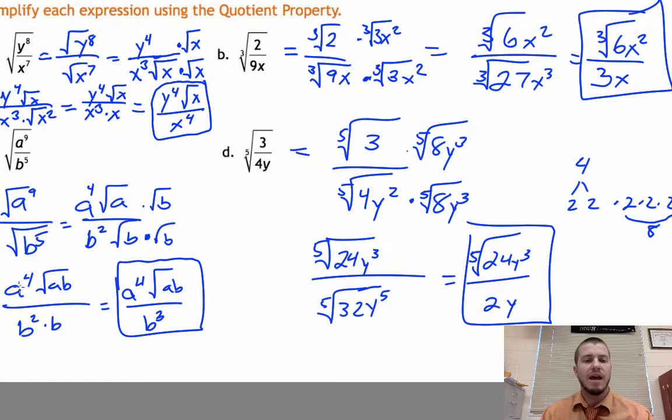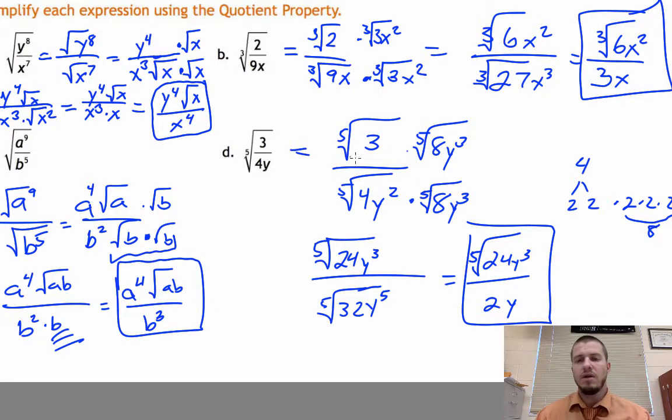I'm still multiplied with that a to the 4th. This is b squared, and this part here just becomes square root of b squared, which is b. And then b times b squared is b to the 3rd. So that's how I get this answer here.